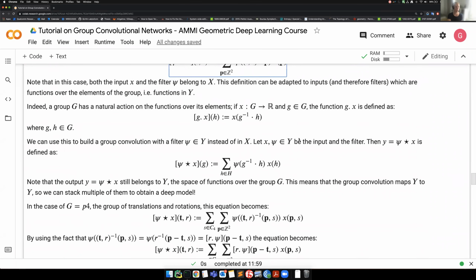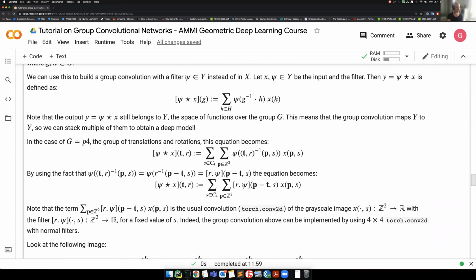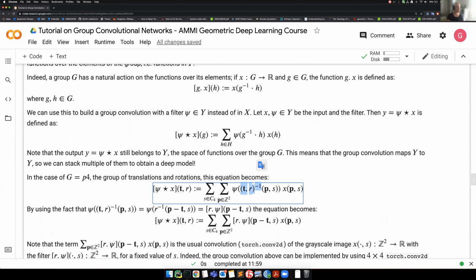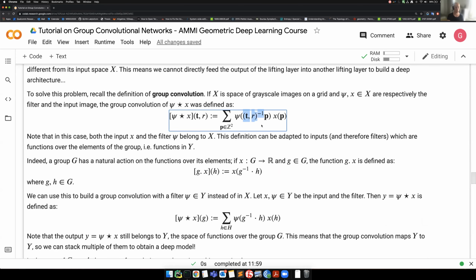You can go through the details of how you reach this conclusion, but the final equation is pretty much the same. You have the sum over all pixels like before, but now you also have the sum over all the rotations. Note that I use another variable here, s, and your input is not going to be a function only of p, but also of s. Same is for your filter. The filter is going to be a function not only of p, but also of s. Then this rotation is as we did before.